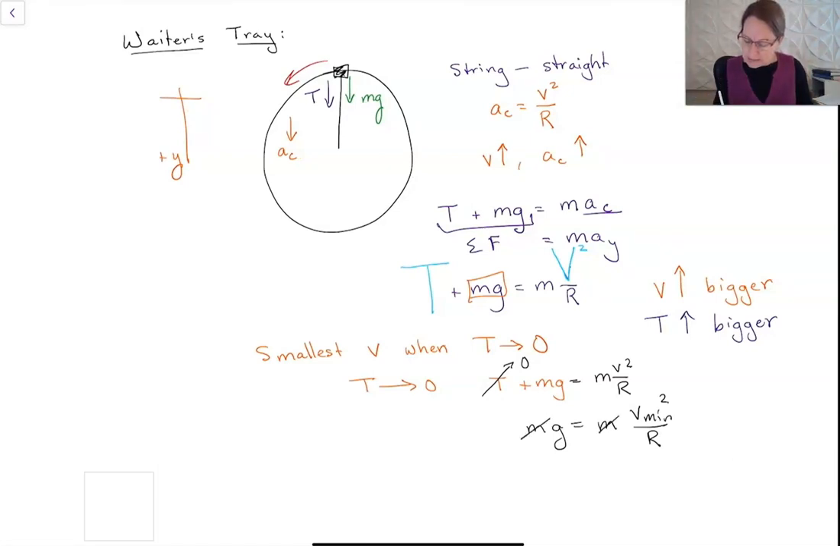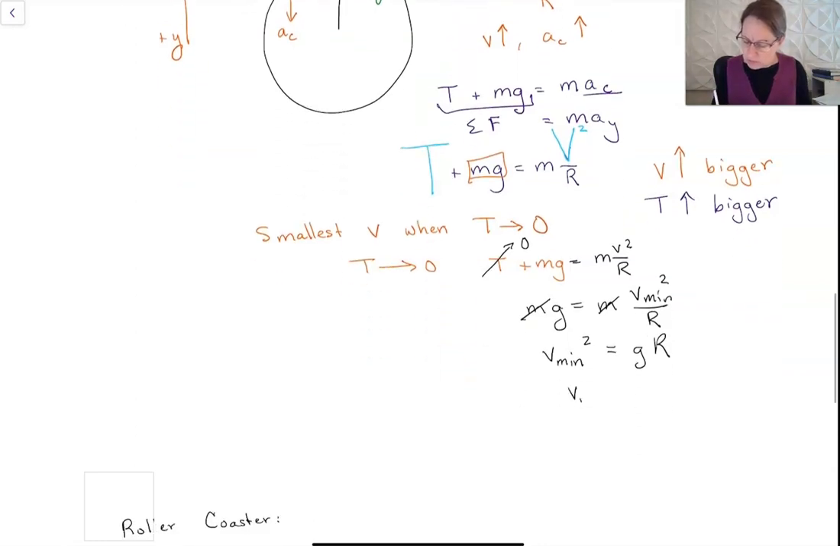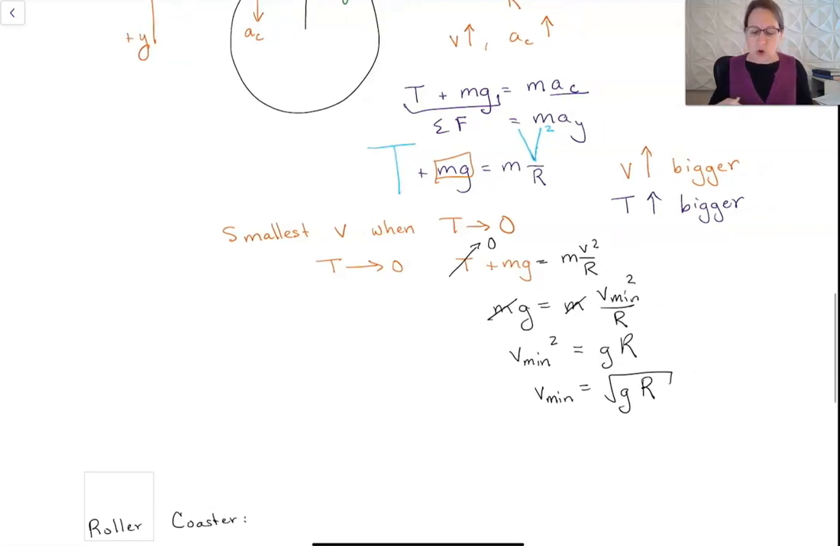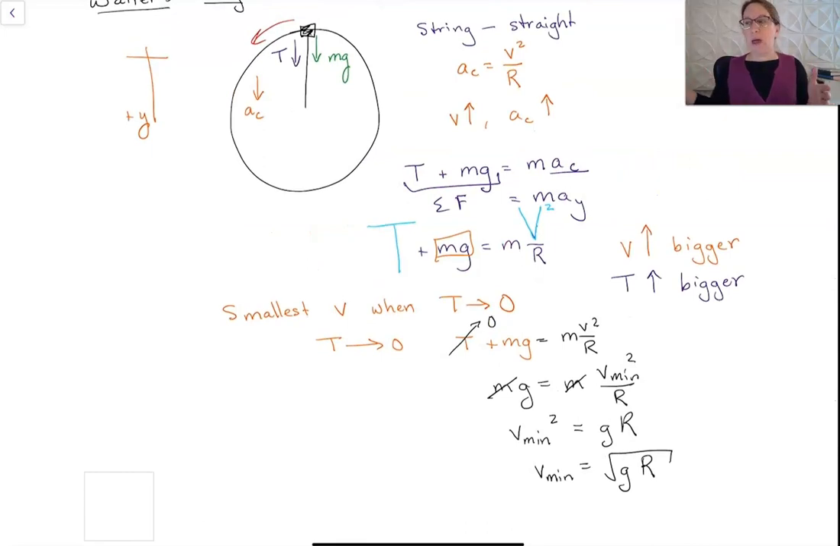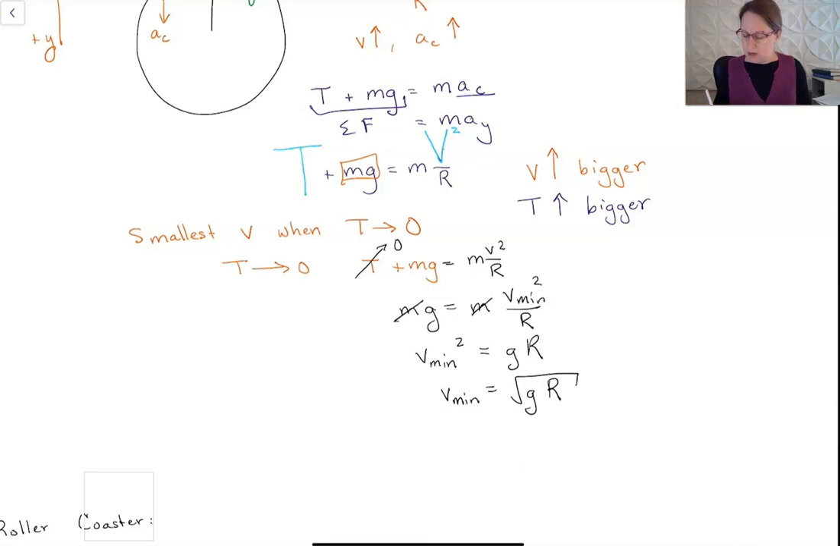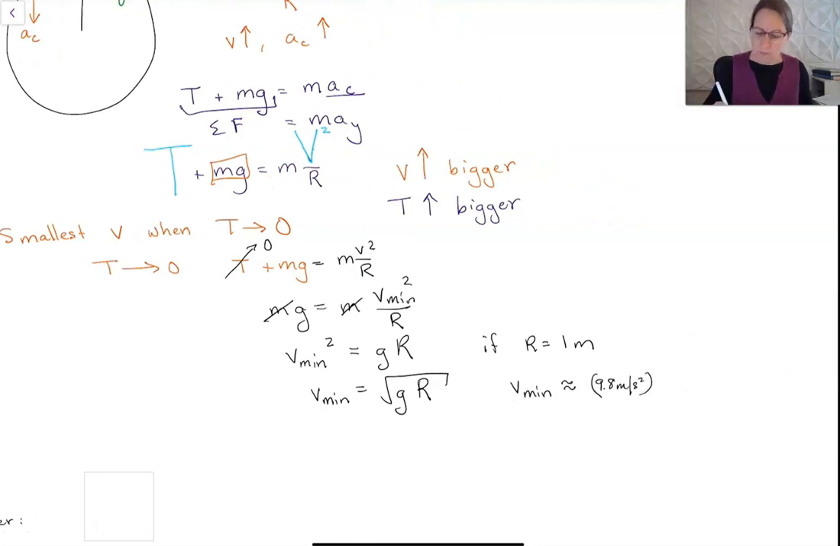So notice that these masses cancel, and so your minimum speed, in this case, is just equal to g times r, or your v min is equal to the square root of g times r. So if you're looking at a radius of about 1 meter, then you can plug that in and find your minimum speed. So if we have r equals 1 meter, then we put that in, that will be the square root of 9.8 meters per second squared times 1 meter.